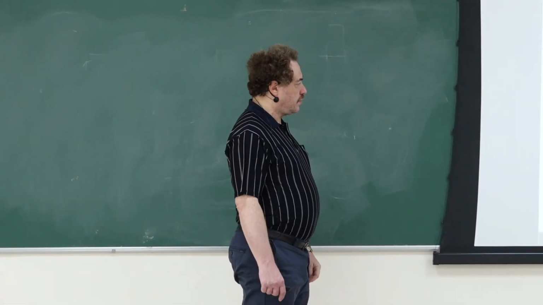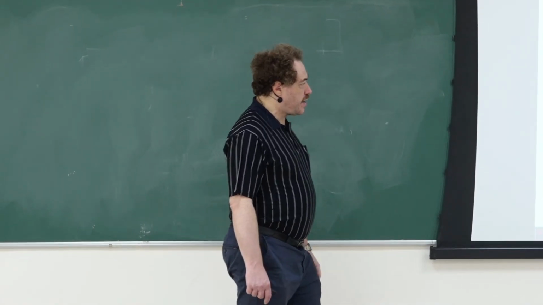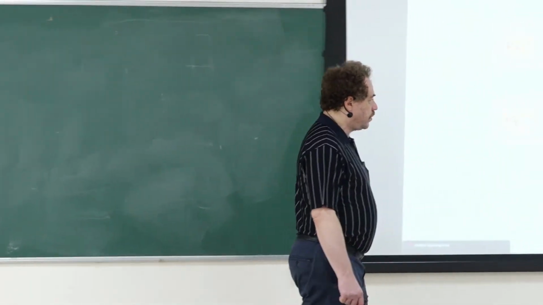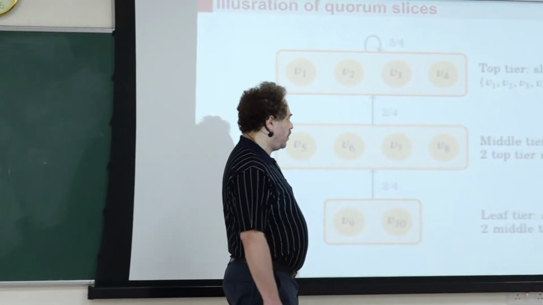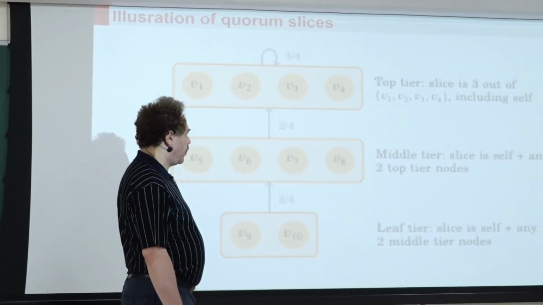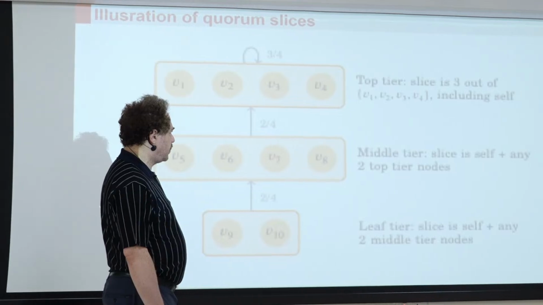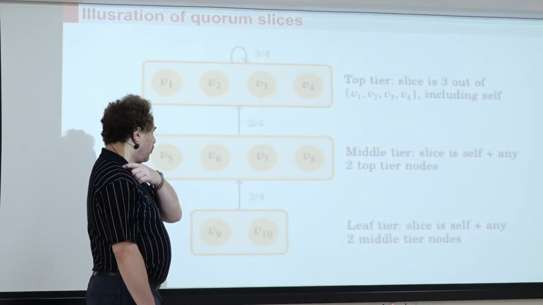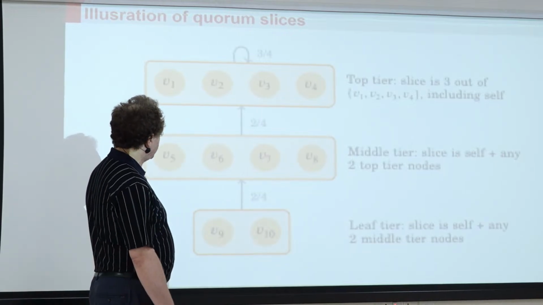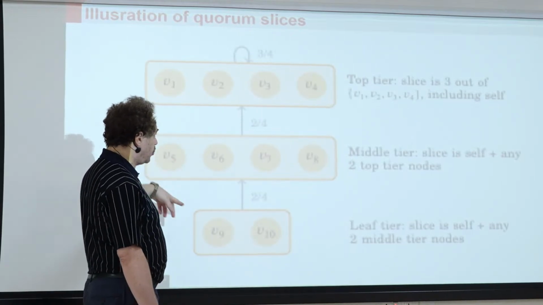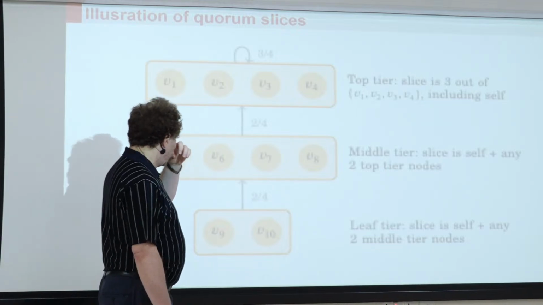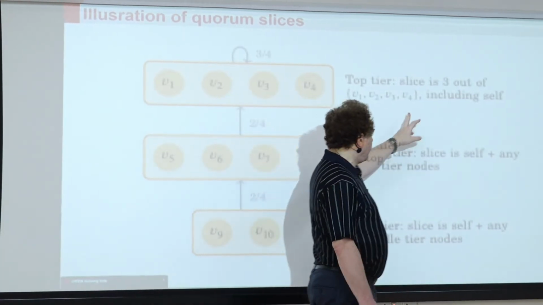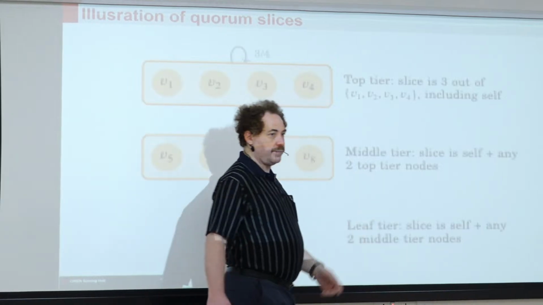So then we combine. So what would be a quorum in this case? Well, as a matter of fact, the quorum in this case would still be all the nodes, which is not beneficial, because every node wants to include itself.